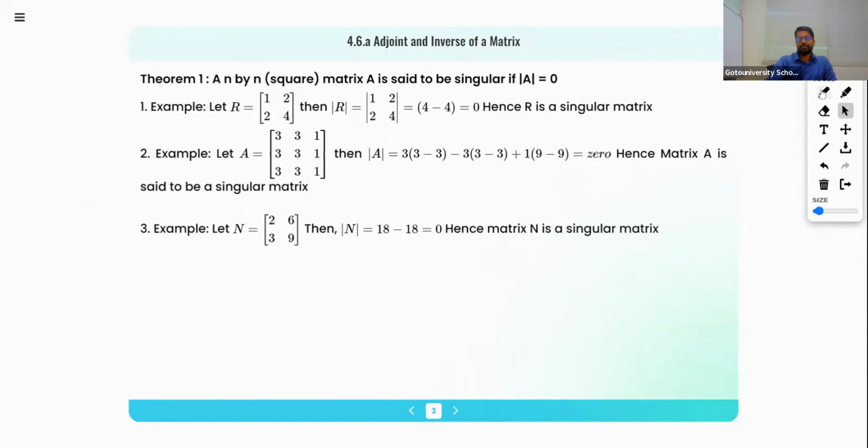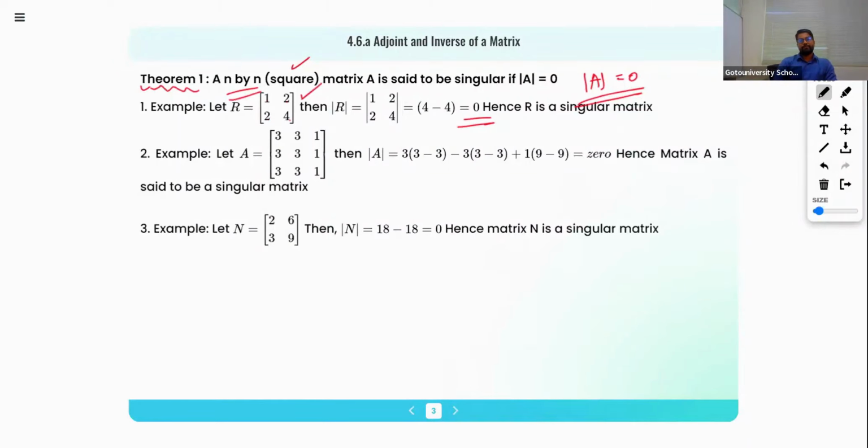Singular matrix. What do you mean by singular matrix? There's a theorem which talks about singular matrix. The theorem says an n by n matrix, that is n by n itself means a square matrix, right? Because the numbers of rows and columns are equal to each other. A is said to be a singular matrix if the determinant of A is 0. You find the determinant, and if that determinant is 0, it's called a singular matrix. There's an example here. What is the determinant of this matrix? 4 minus 4, 0. It's an example of a 2 by 2 singular matrix.